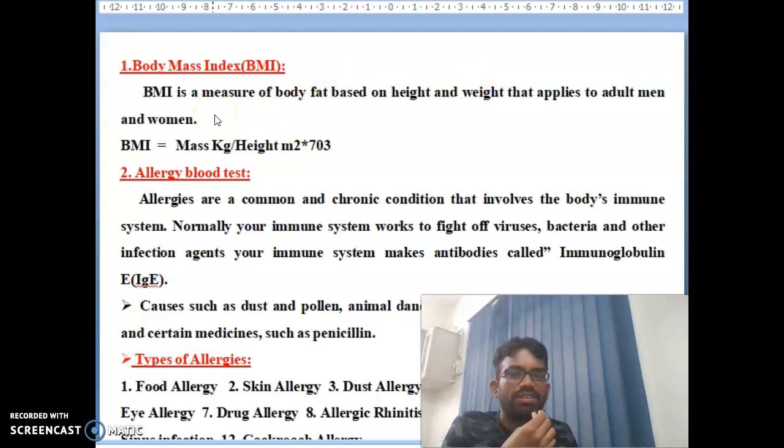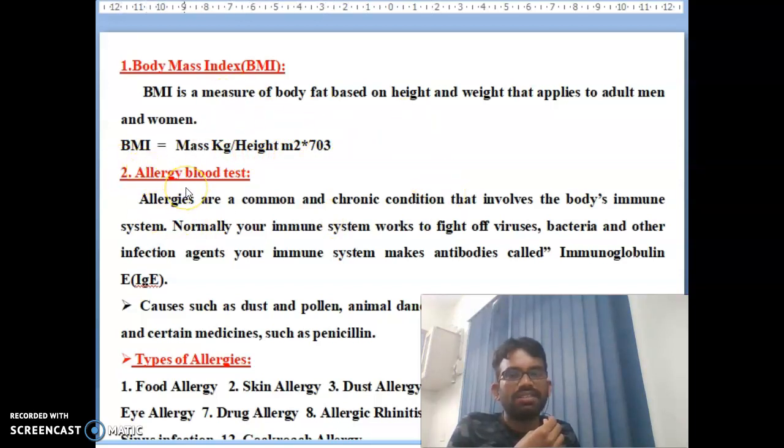Body mass index is a measure of body fat based on the height and weight that applies to adult men or women. Simply, you can find out body mass index based on height and weight. You measure mass in kilograms and height in meters, multiplied by 703. You can find out the answer.